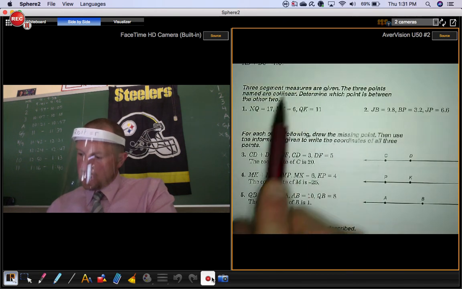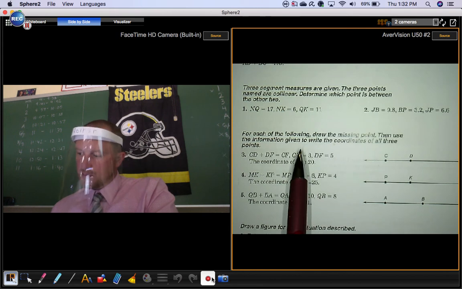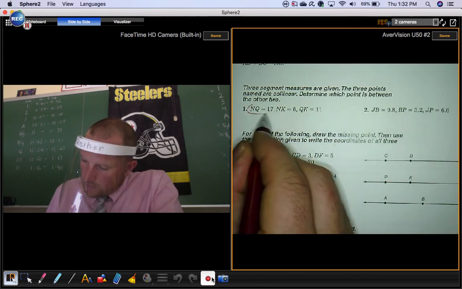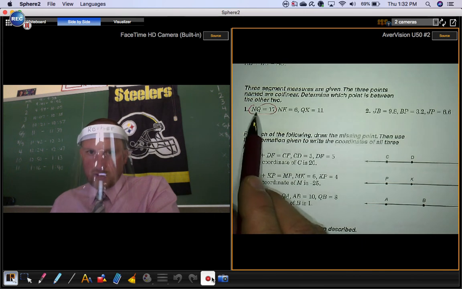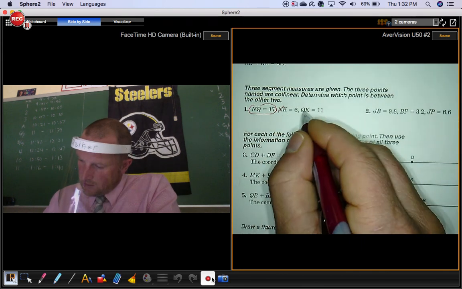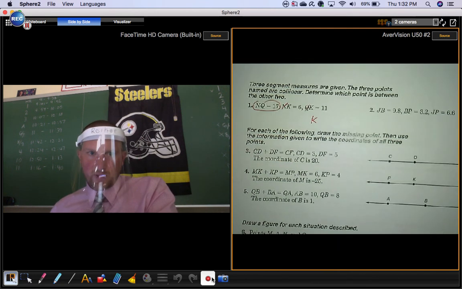Numbers 1 and 2, very familiar exercise. They're asking you which point is between the other two. Find your biggest segment. Those are the endpoints of the biggest segment. So it's not N and it's not Q. So point K is between.